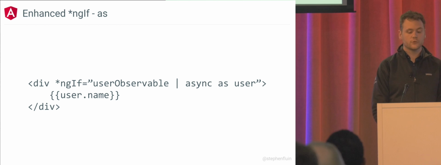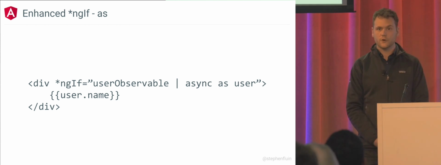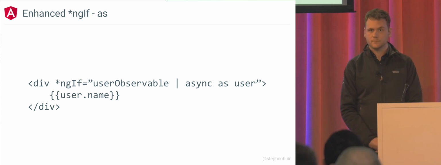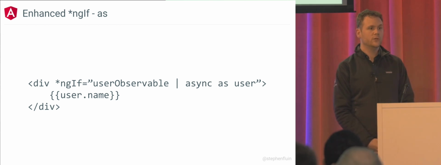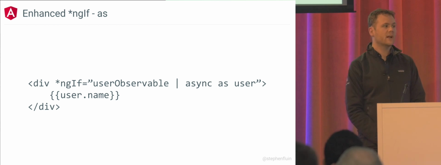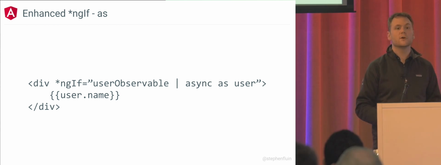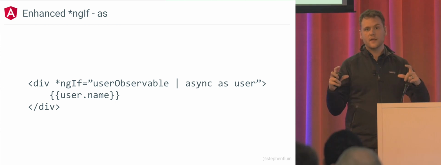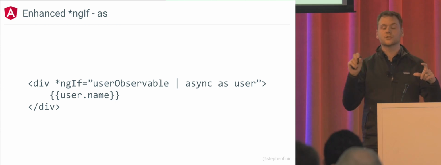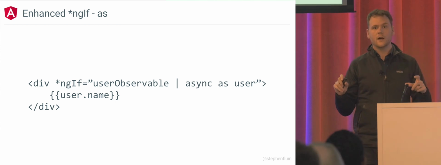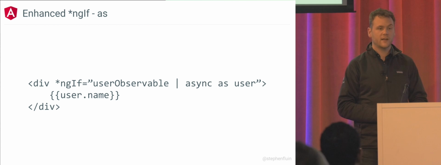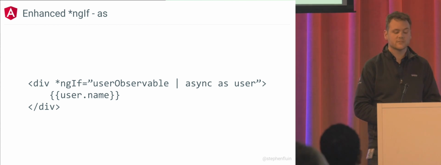So here I'm saying user observable pipe async, just like I normally would. But now I've got this new syntax within my ngIf called as user. Before, if I wanted to use that observable, I would have to subscribe multiple times by putting it in parentheses, user observable pipe async, .name, or question mark .name, for example, to check that existence, and then I would get 2 HTTP requests. If I was doing that by HTTP, I would get 2 subscriptions, which can have a lot of side effects.